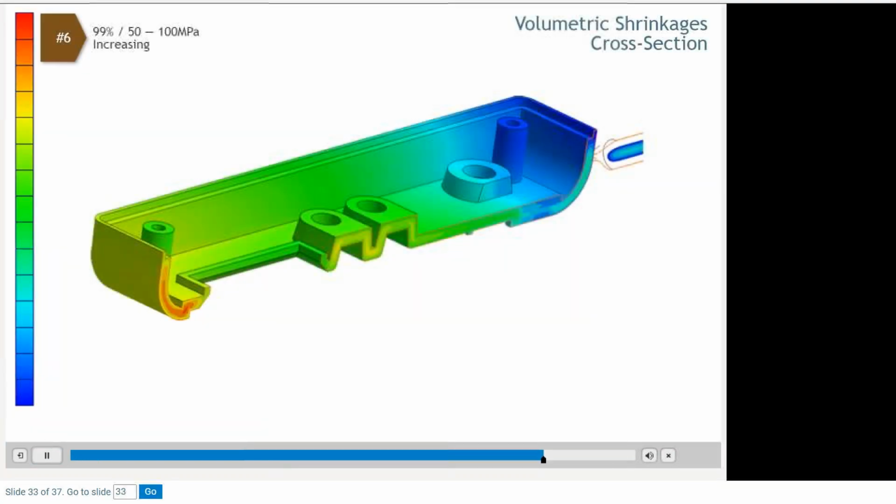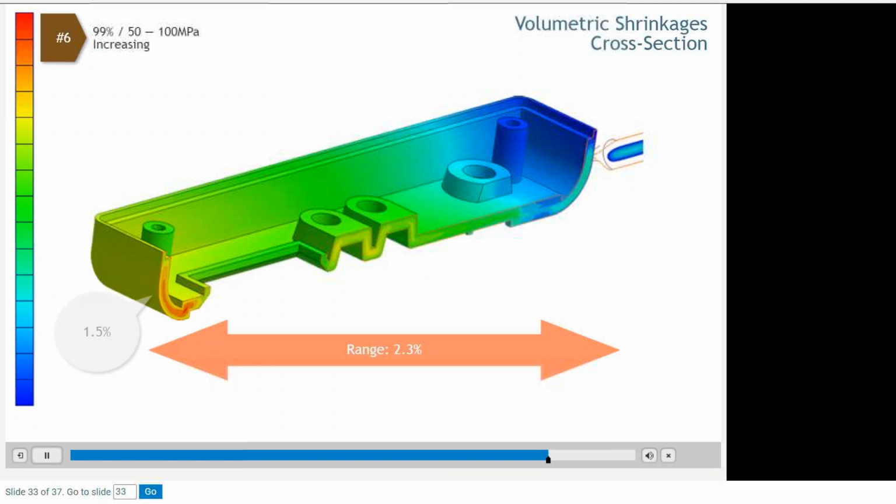The volumetric shrinkages with the increasing packing pressure profile range about 2.3%, from 1.5 to about -0.8%. The negative volumetric shrinkage behavior near the gate will result in residual pressure inside the cavity, high gate stress, and an overpacking condition.